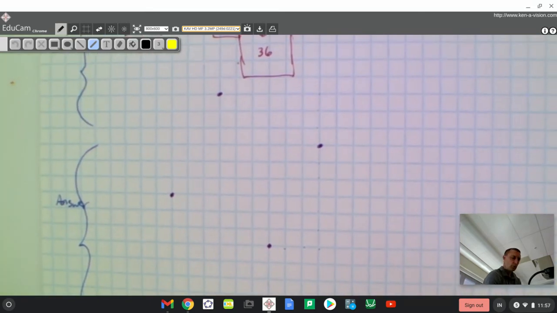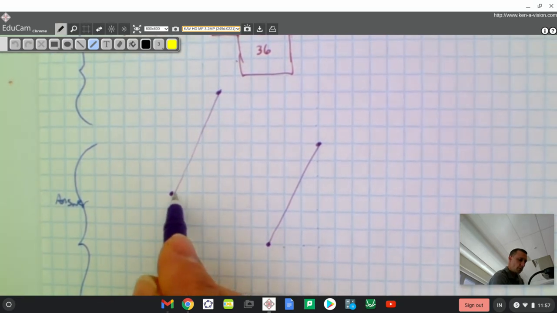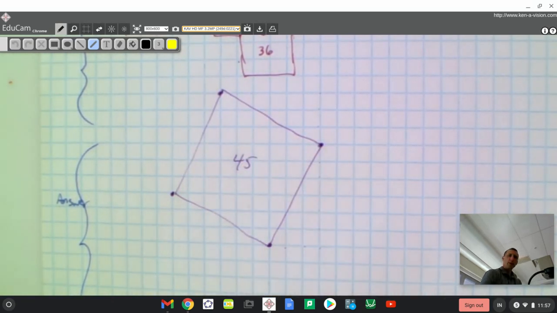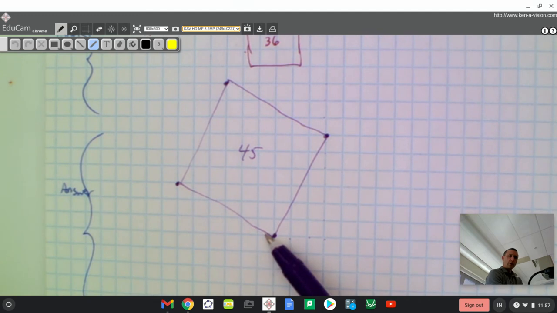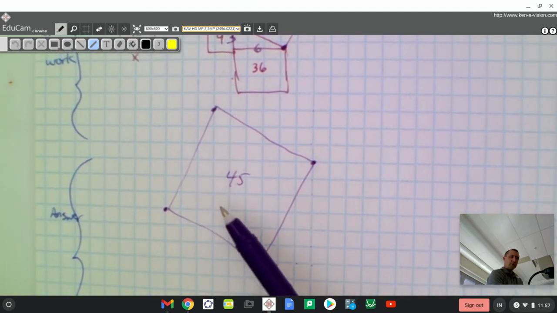Connecting these 4 vertices will give me a perfect square whose area is 45 square units. If I wanted nicer lines, I could use a ruler. So 3 down, 6 across are the counting values I will use to create a square with an area of 45 square units.